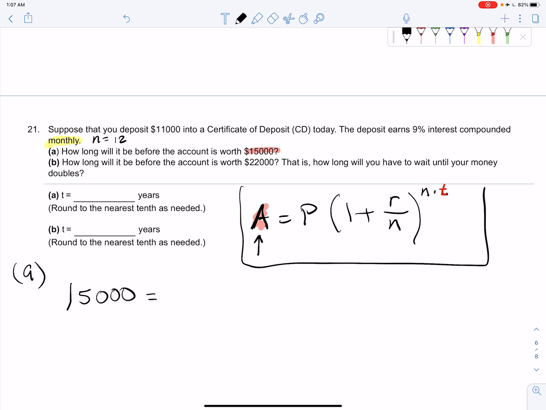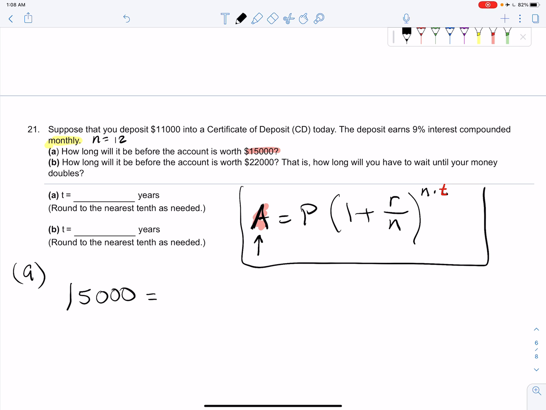Now this is the kind of problem. They didn't have much of a backstory here, but maybe it's, hey, I got $11,000 and I want to buy a better car than I could buy for $11,000. I want to buy a car for $15,000. If I put my money into a CD that earns 9% compounded monthly, how long will it take before I could buy that $15,000 car? Well, that's what this problem is really asking.